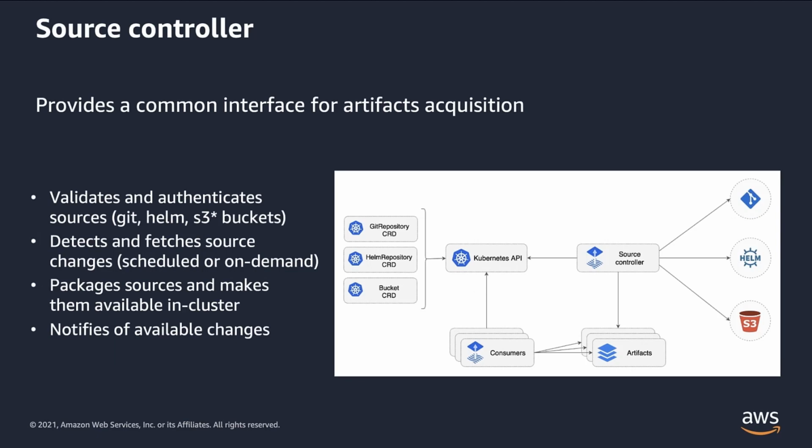So the source controller's job is to provide a common interface for artifact acquisition from outside the cluster. You can see that it supports Git and Helm and S3 compatible buckets. It validates and authenticates sources. It detects changes, fetches those changes and pulls them into the cluster, packages them and makes them available. And then it notifies that there's a new version. So that's its job. You can see this supports Git, which is GitHub and GitLab, Helm, Helm charts in Git, and Helm charts in S3 buckets, and then S3 buckets. So it's pretty flexible right out of the box.